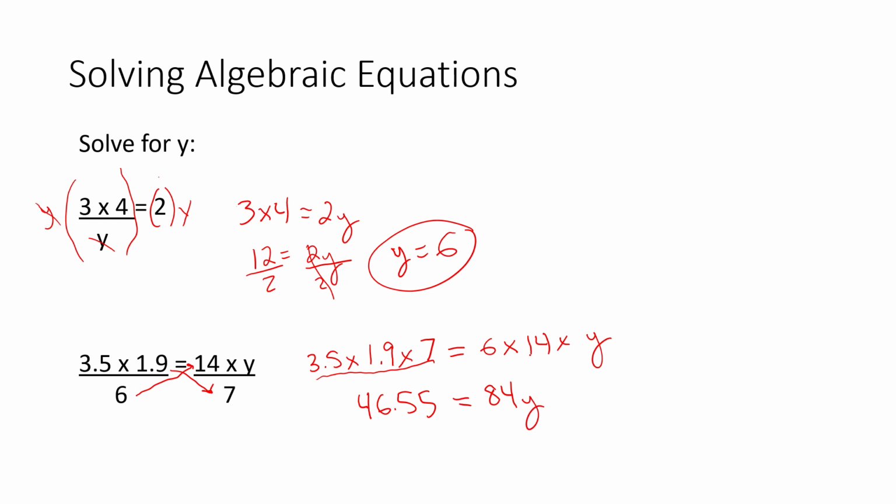In order to isolate the y, I have to divide 84 away from it, and that'll cancel that out. Because I divided by 84 on that side, I have to divide by 84 on this side. So 46.55 divided by 84 gives me 0.554. Y equals 0.554.